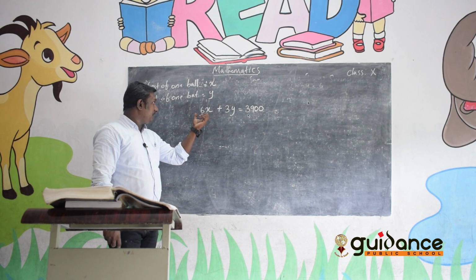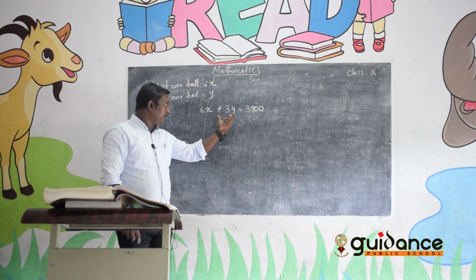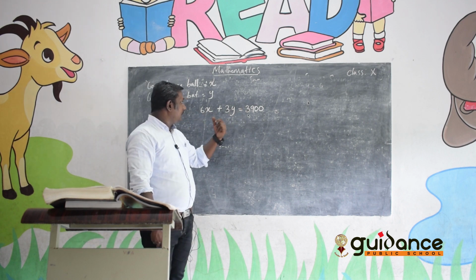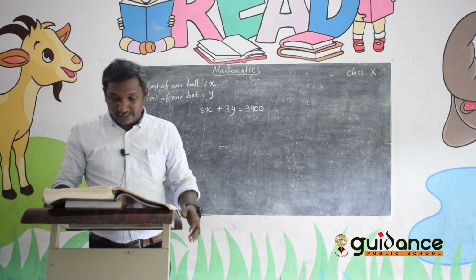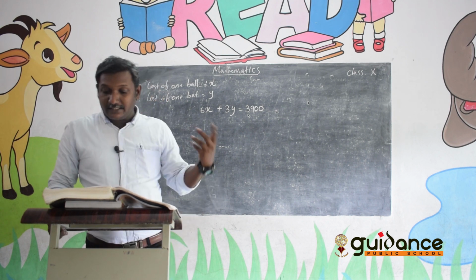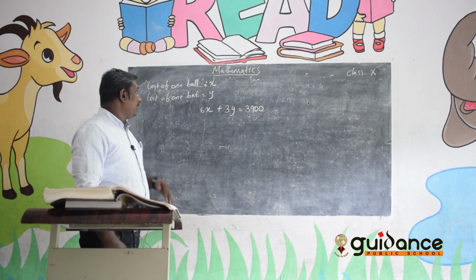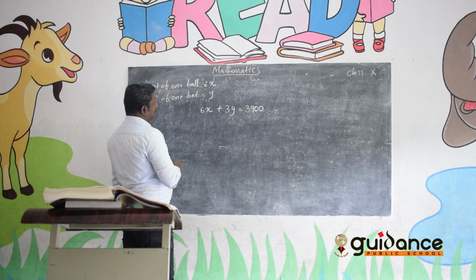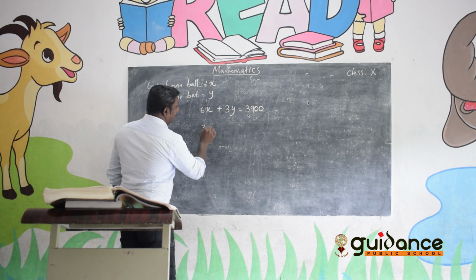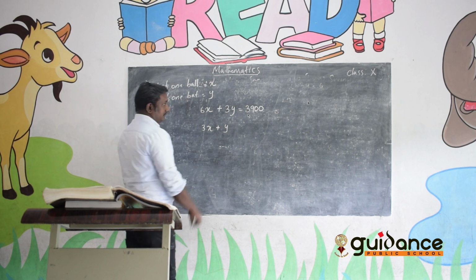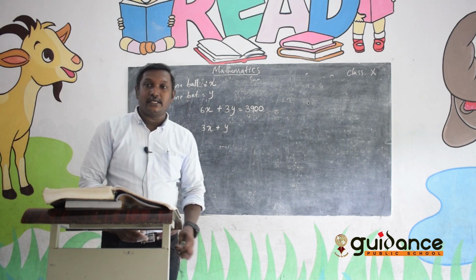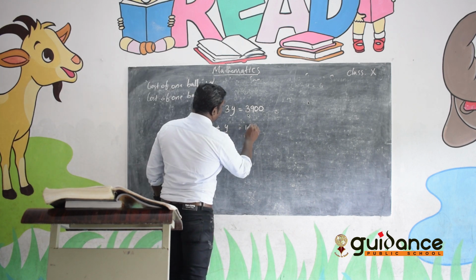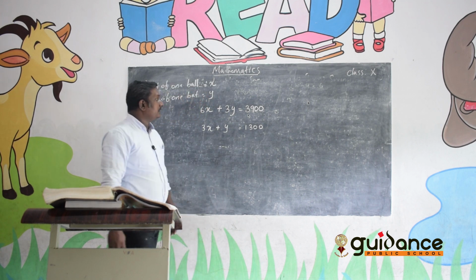So in the first case she bought 6 balls and 3 bats. What is the cost of that case? 3,900. What is the second case? She buys another bat and 3 more balls. Again, in the second case she buys another bat, so only 1 bat she buys, and 3 more balls. That is 3x plus only 1 bat, y. 3 balls and only 1 bat she bought. The cost of that is 1,300. Do you understand getting the two equations?